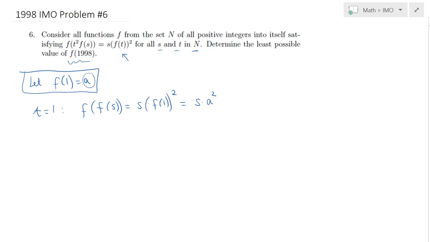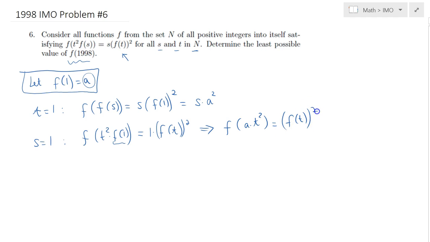In a similar way, if we plug in s equals 1 in our functional equation, we would get f of t squared, f of 1 times f of 1 is simply equal to 1 times f of t squared, which simply implies that because f of 1 is a, we would get f of a times t squared is simply equal to f of t squared.